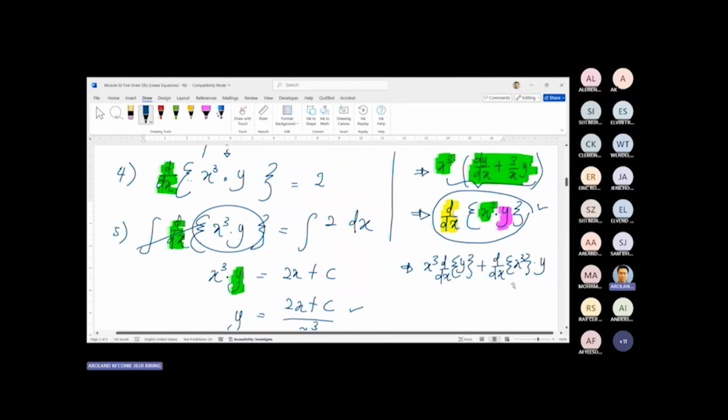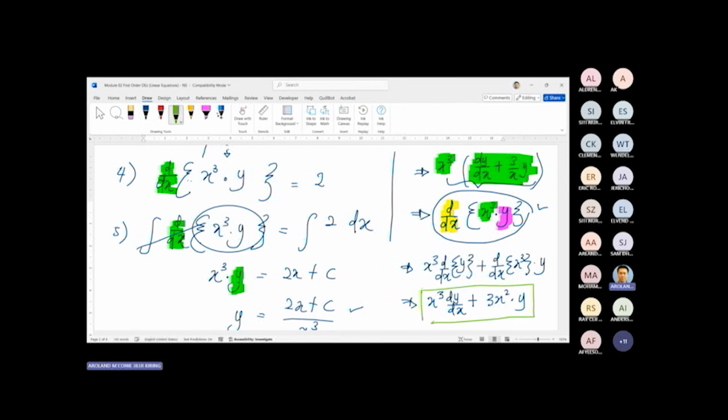So we expand it back. You will get x to the power of 3 times dy over dx, plus, if you differentiate this, we will get 3x squared, right? 3x squared multiplied by y. We will get this. Now, is this the same as this one? Okay, now it is the same, right? So what we do is we just change its form into a more compact form. We call it compact.